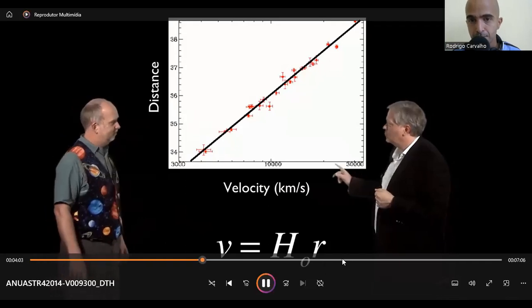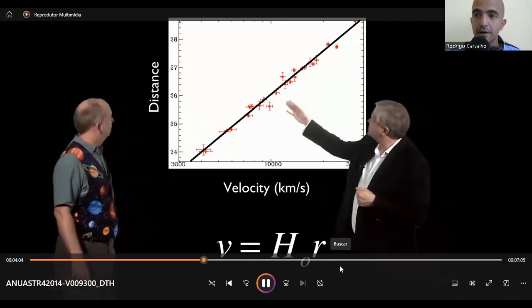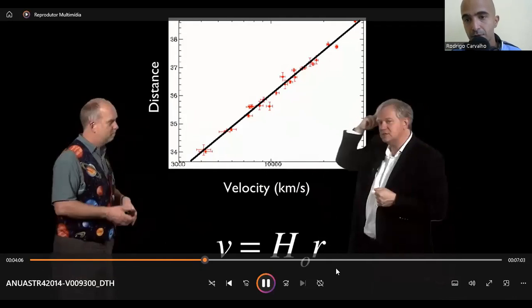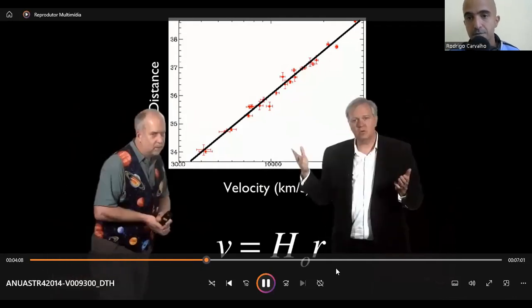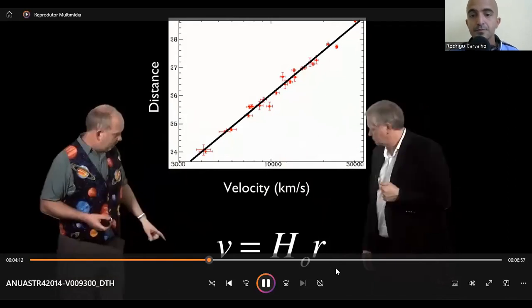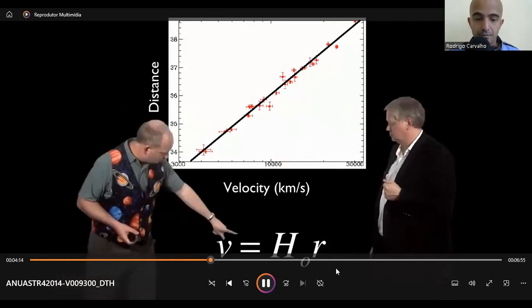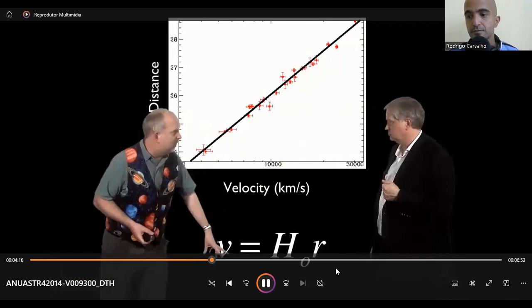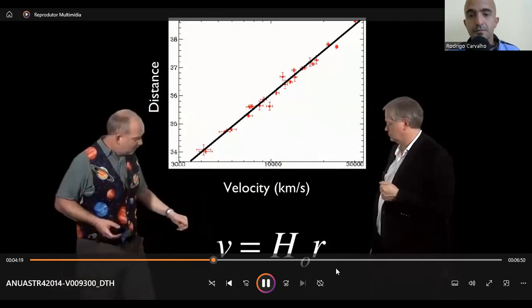Yes, and then we measure distance, and we can see there's a one-to-one correspondence. The further away you go, the faster the motion. And this is known as the Hubble law, and it's parameterized as the velocity is proportional to a constant, Hubble's constant, which is about 70 kilometers per second per megaparsec, times the distance.